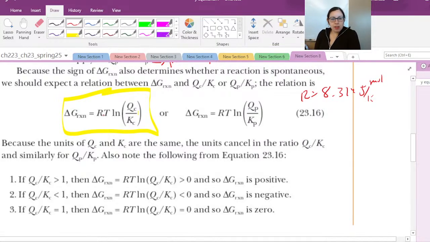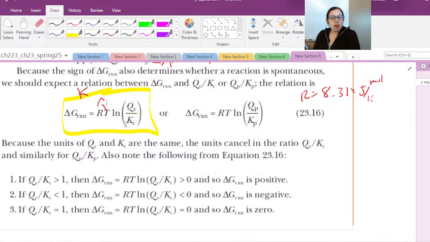So we have R, and then again, T is Kelvin. I think that should go without saying, but we'll be explicit. If you were to swap the K and the Q there on the fraction, would you then have a negative RT with the equation? Yeah, so you could do that.